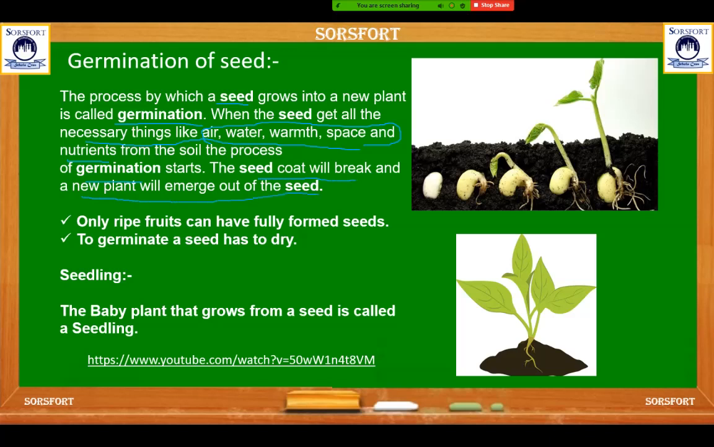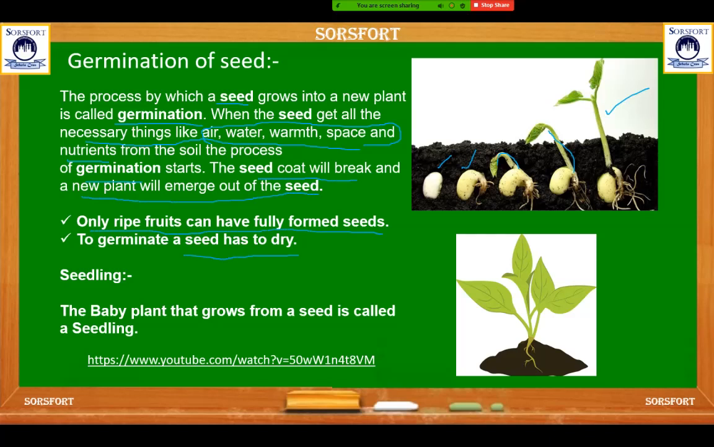See, here is the picture. Seed, then it started growing, a new plant comes out. Only ripe fruits can have fully formed seeds. See, this is the condition. When a fruit is fully ripe, only then does it have fully formed seeds. To germinate, a seed has to be dry. A wet seed should not germinate.